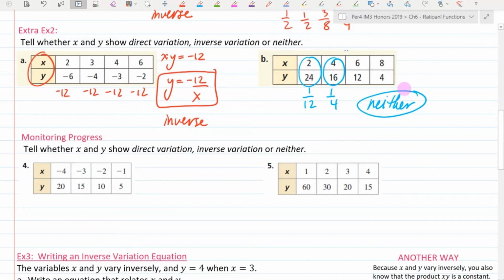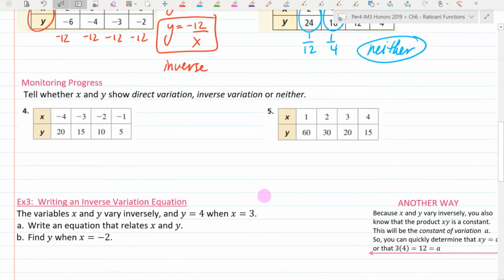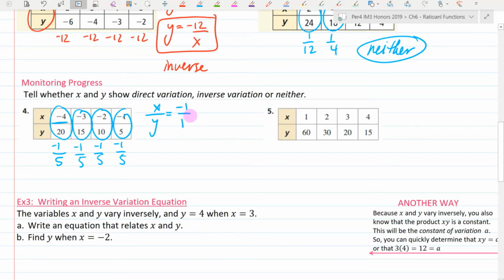For number 4, if I multiply, I get negative 80. Then I get negative 45. So it's not multiplication. If I divide this, I get negative 4 over 20, which is negative 1/5. If I divide this, I also get negative 1/5. And if I divide that, they all give you negative 1/5. So x over y is equal to negative 1/5.